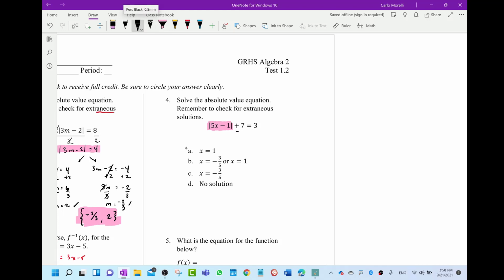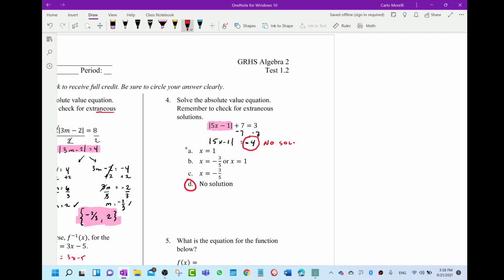So what I'm going to do first is subtract 7, and now I have absolute value of 5x minus 1 equals negative 4. Okay, right there, bingo. Uh-oh. So this is what I would do. I would say no solution. Okay, D, because the absolute value can't be equal to a negative number once it's isolated.